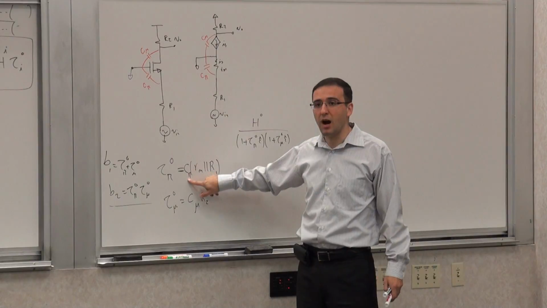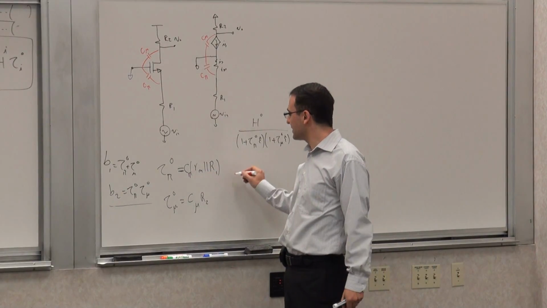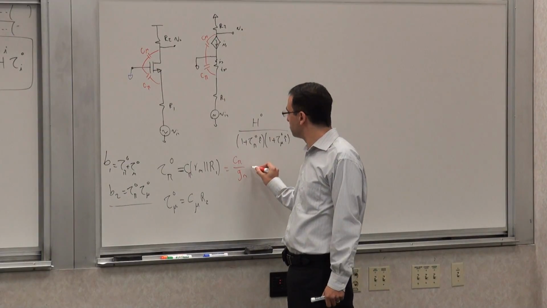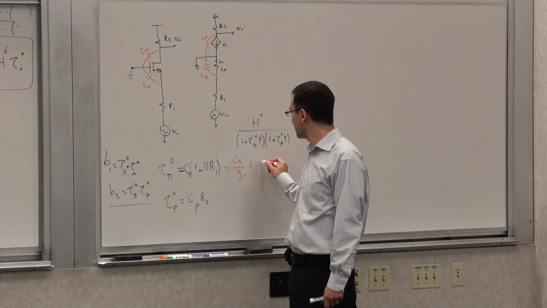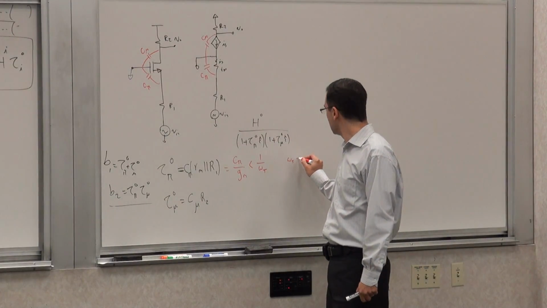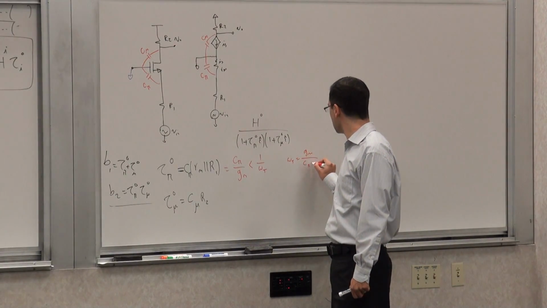If it's Rm C pi, what am I looking at? Rm C pi is basically C pi over Gm, which is smaller than the time constant of the cutoff frequency, omega t. Because you remember omega t is Gm over C pi plus C mu.